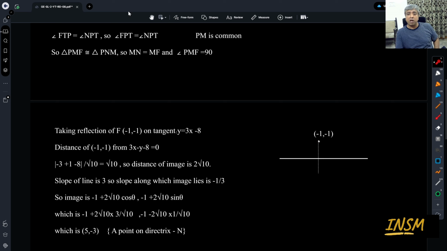Next we see, because I'm using the parametric form of the line to find the image, I've found this distance.